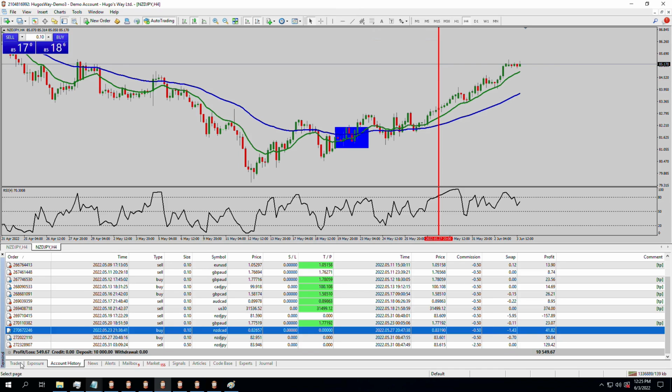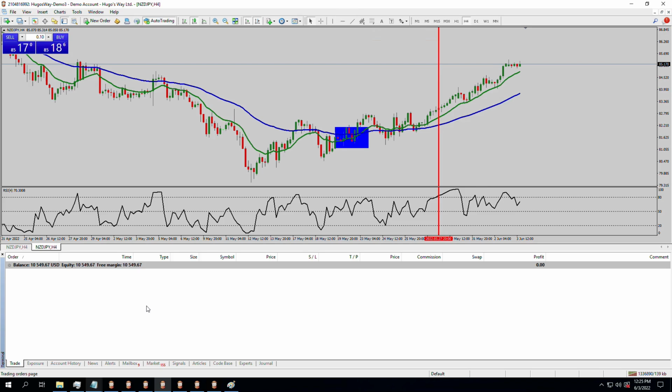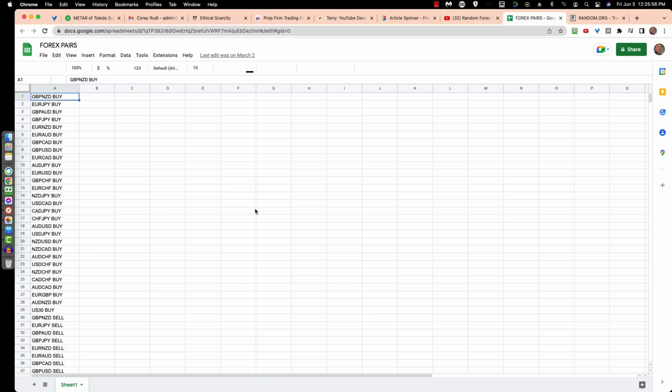So let's go back to the trade panel here and let's go pick our next random trade and enter it right now. So here's my spreadsheet of 28 currency pairs plus US 30, and I doubled it, so 58 total.